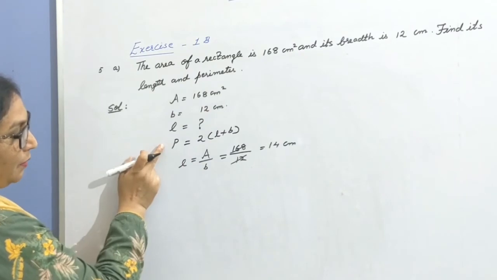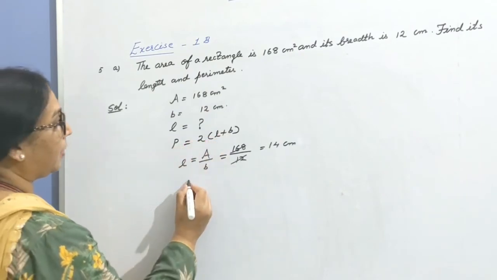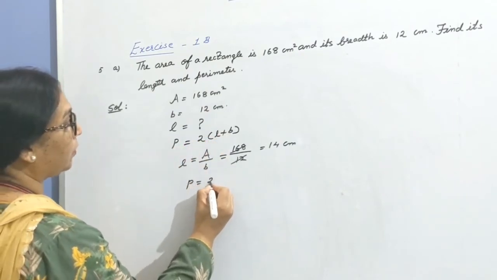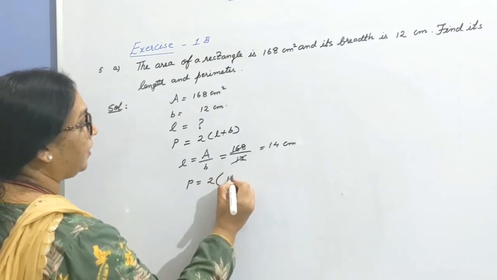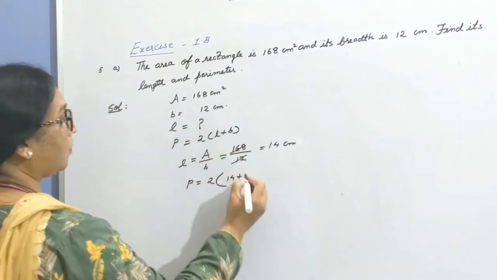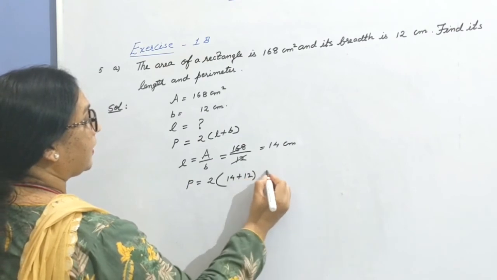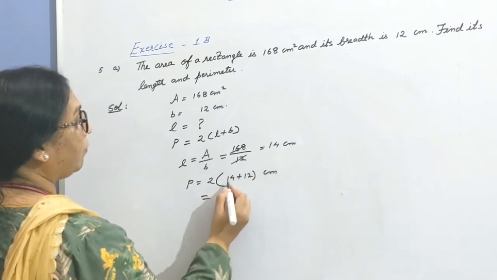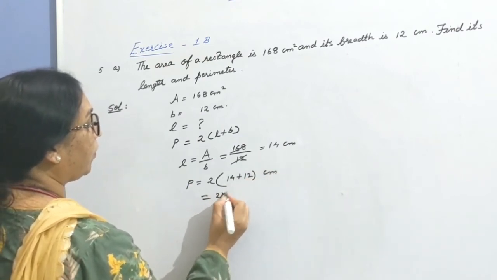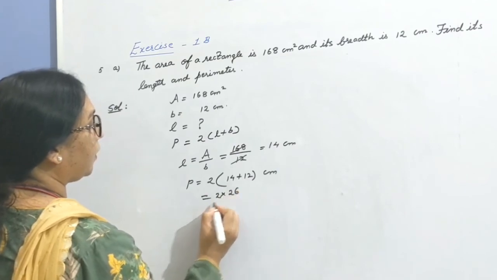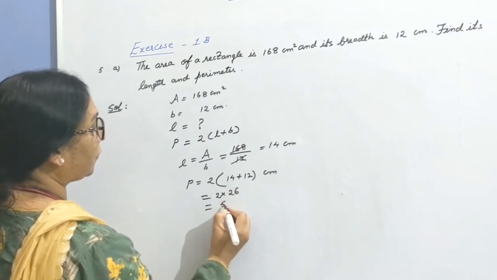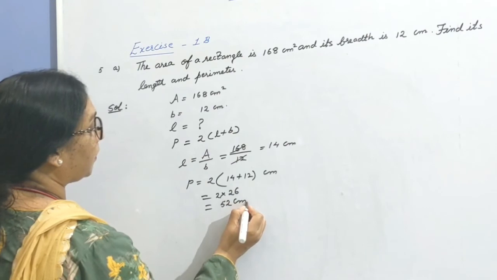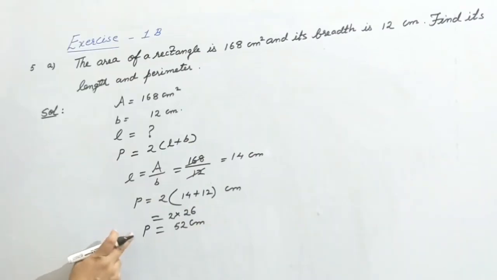Perimeter. What is the formula of perimeter? 2 times L plus B. So perimeter equals to 2 times L. What is L here? 14 plus B. B is 12 centimeter. Let's solve it. 14 plus 12 is 26. So 2 into 26 is 52 centimeter. Hence the required perimeter of the rectangle is 52 centimeter.